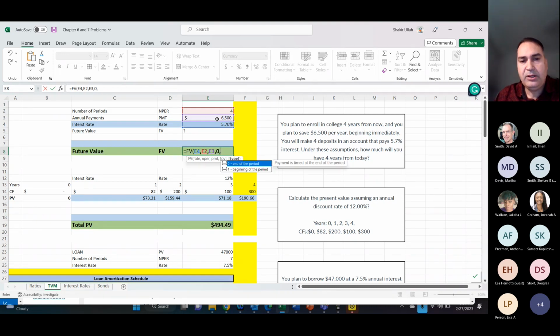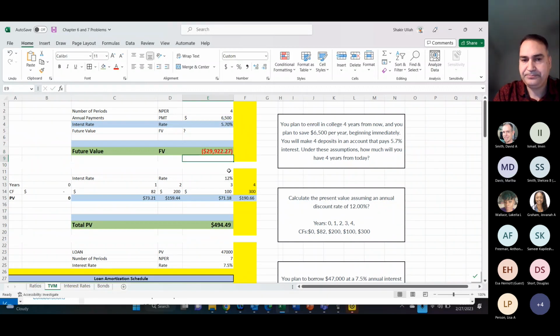so that is 0. Now, when you come here, in normal circumstances, which is ordinary annuity, the type is 0, where payments take place at the end of the period. These 6,500 payments take place at the end of the period. That's ordinary annuity. In this case, because it says the payments are taking place immediately, at the beginning of each year, that means it's the second type, and that is annuity due. So we have to put a 1 right here, and then it does the correct calculations. So you need to pay attention to this formula. Okay, and that is going to be the future value.